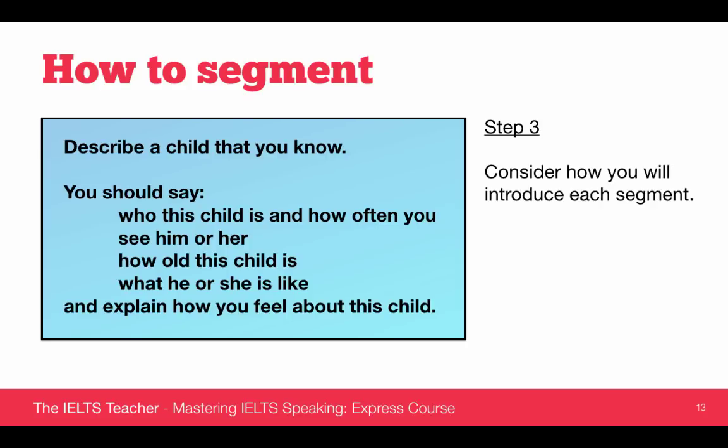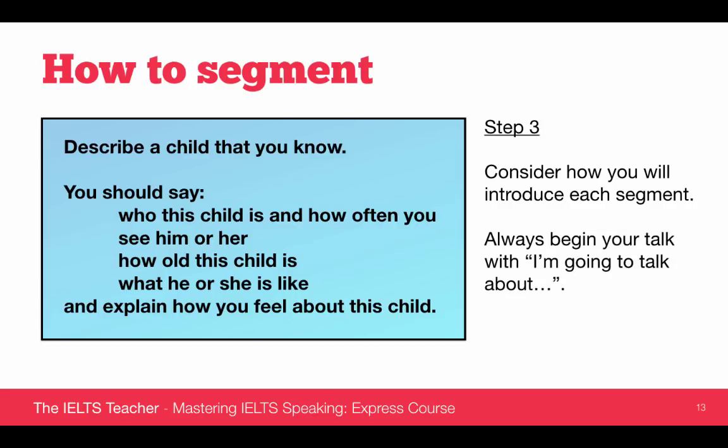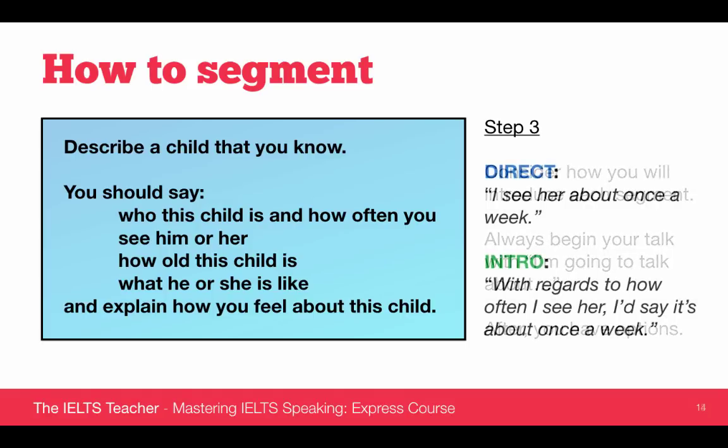of the response. Now, with the first part of the talk, this should always begin the same way. I'm going to talk about my dog, I'm going to talk about my holiday, I'm going to talk about my job, I'm going to talk about my niece, I'm going to talk about my favorite hobby, whatever it is. This will make sure you have an accurate start and that you're not stumbling from the very beginning. But after you've done this, you have options for introducing the other segments. You can either go direct, you go straight into your answer. So how often you see him or her?